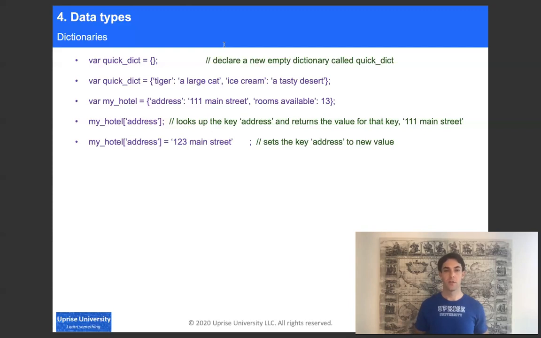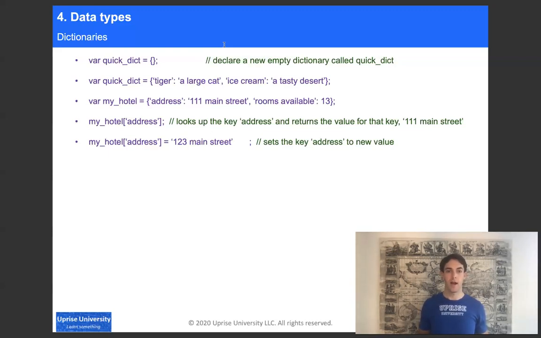And this dictionary basically makes it a lot easier to call specific properties or look up specific word definitions. The way you can do this is by saying, in this example, myHotel, which is the name of the dictionary, and then brackets, not curly brackets, but the actual square brackets, and then whatever the key is that you're trying to look up. So this example, myHotel address, will look up the key address and will return the value 111 Main Street. This is going to be really, really helpful later on.